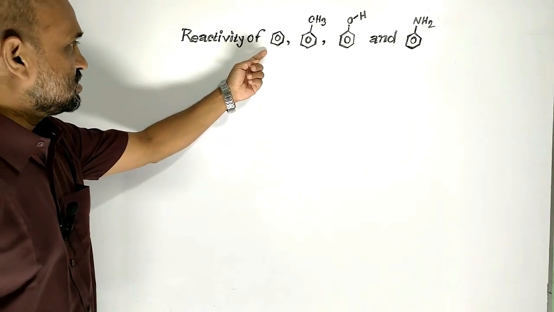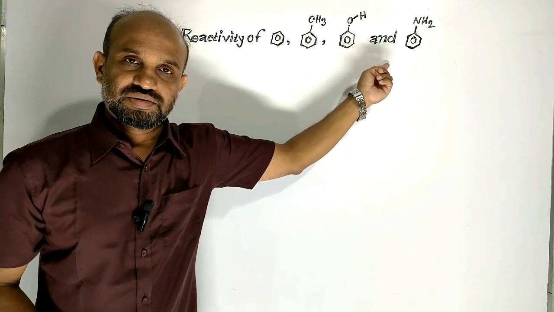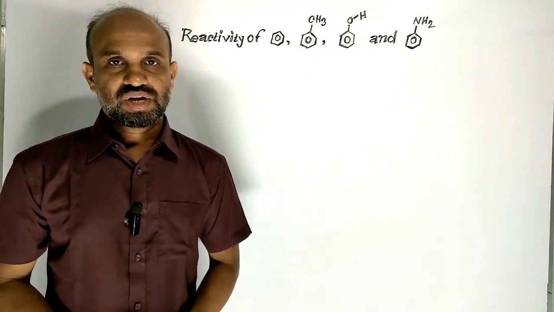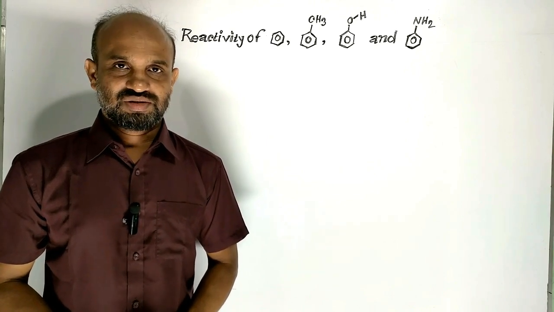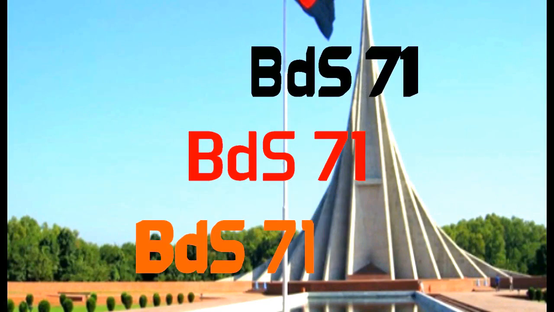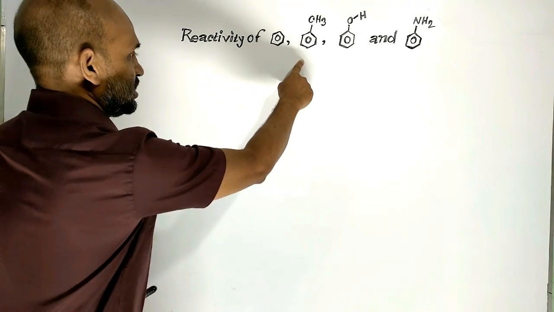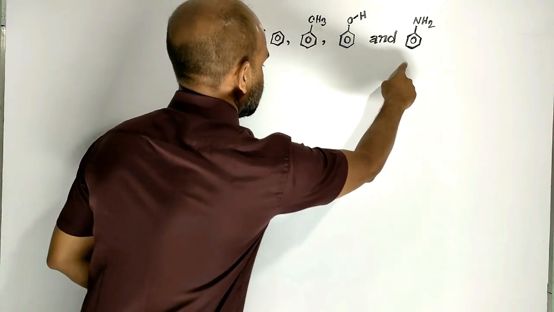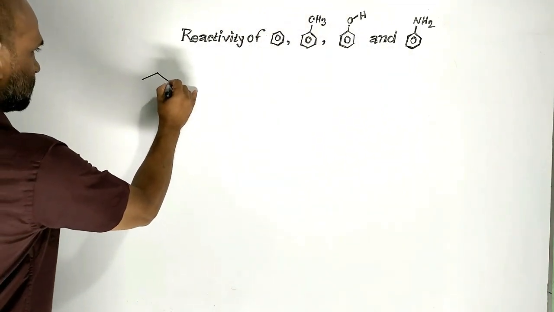Reactivity of benzene, toluene, phenol, and aniline. Which one is more reactive and why? This is what we are going to learn today. So let's get started. Reactivity of benzene, toluene, phenol, and aniline. Let us start from benzene.